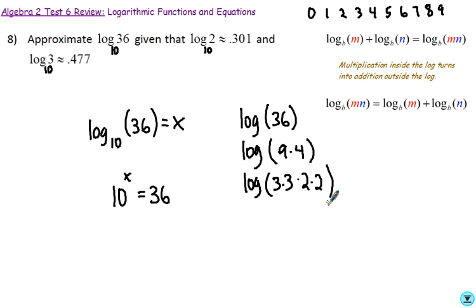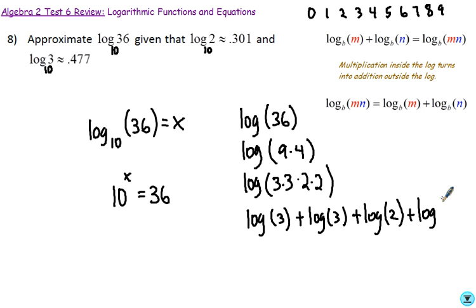Now this is where our log property comes in. We said a moment ago on that last problem that when two logs are being added, the addition outside the log turns into multiplication inside the log. Well, I can flip that around if I want to pull logs apart. Here I have one log, and I'd like to pull this apart by turning that into addition outside of the log. So that would become log 3 plus log 3 plus log 2 plus log 2. In the previous two problems, we were concerned with combining logs. Here, we're trying to pull it apart.